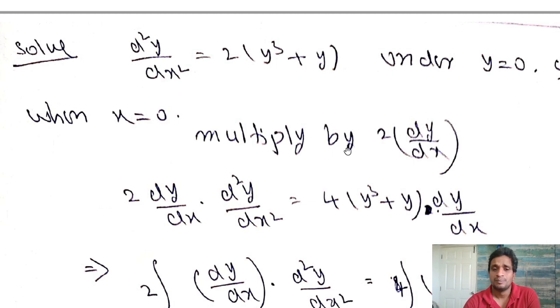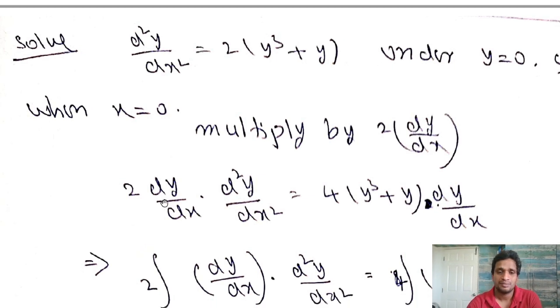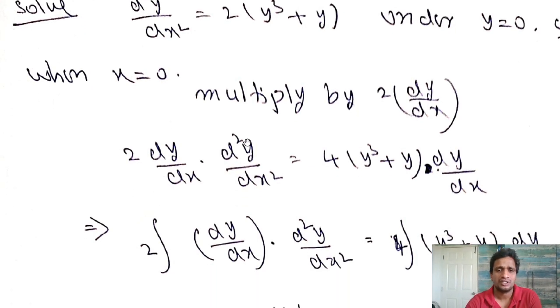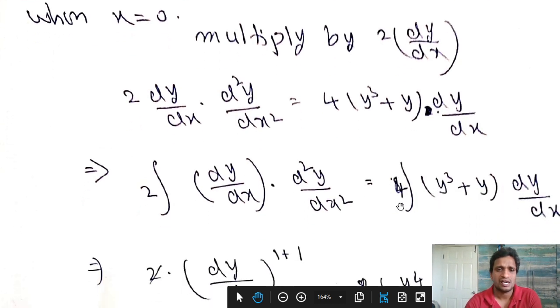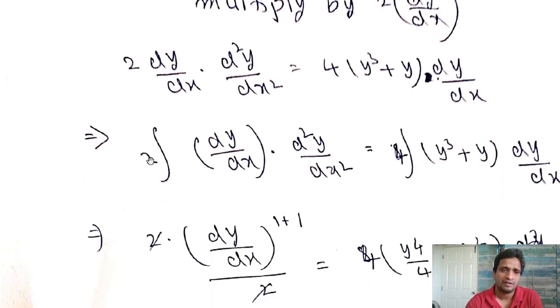So to get an easy simplification, what we are doing is multiplying by 2 dy by dx on both sides. So it becomes 2 dy by dx into d square y by dx square, equal to, actually here we already have 2 and we are multiplying with one more 2, so it becomes 4 into y cube plus y into dy by dx. Both sides I am integrating. See here the term, we are taking 2 outside. Here we are assuming dy by dx is one variable. Then the differentiation of dy by dx will be d square y by dx square. Suppose you may assume this is t. If I assume this is t, then this term will be dt.